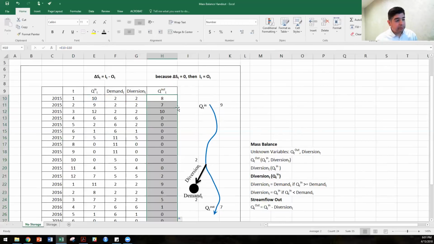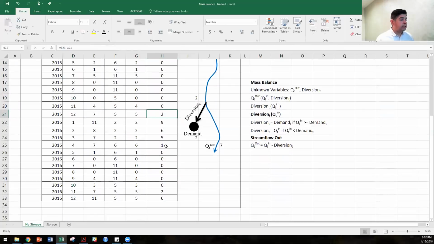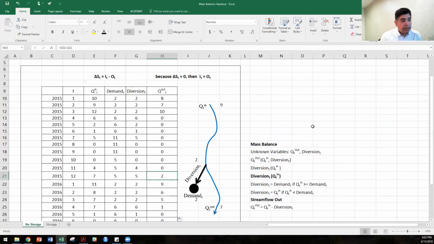What I recommend is that you can actually see that here the river will be dry. Here we're gonna have some water at the end and so on, okay? What I recommend is that you start doing this exercise by hand.